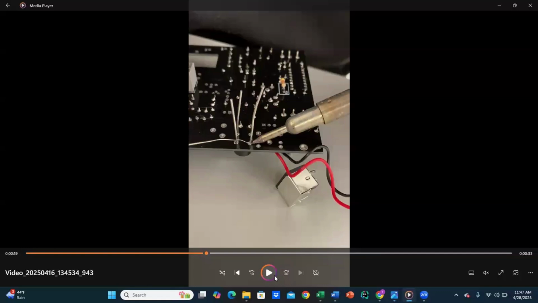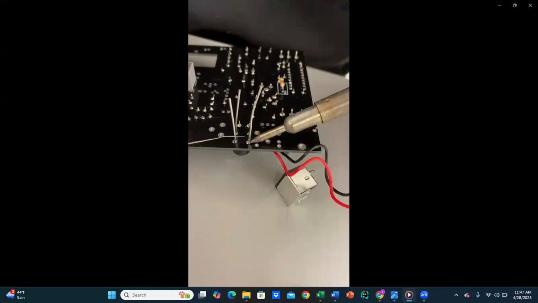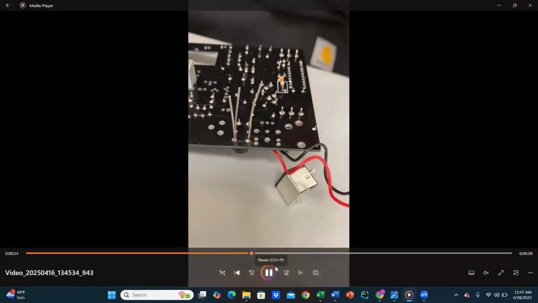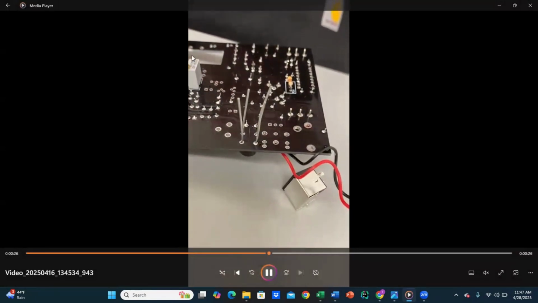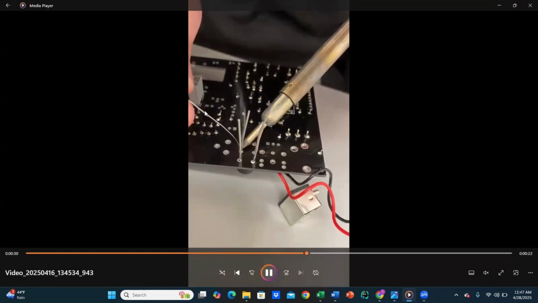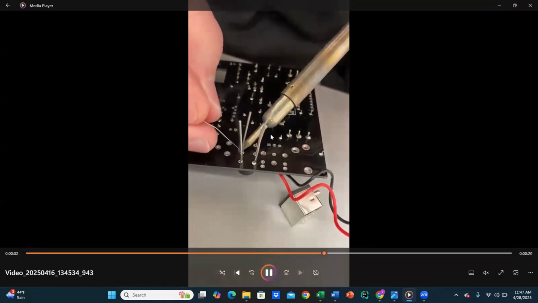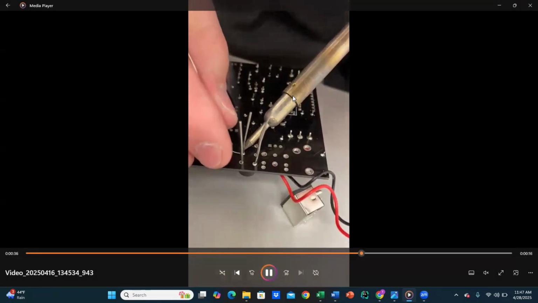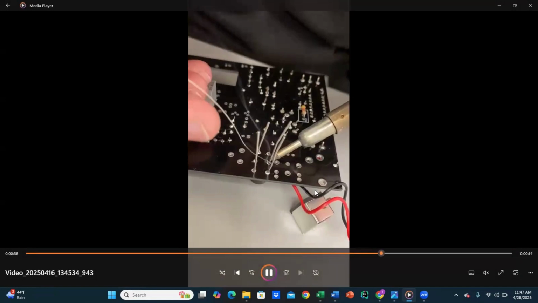Here's the video of me soldering that bridge rectifier. And then here on the back, you can see that there is a variable capacitor or resistor. And then here's another resistor behind this right here.